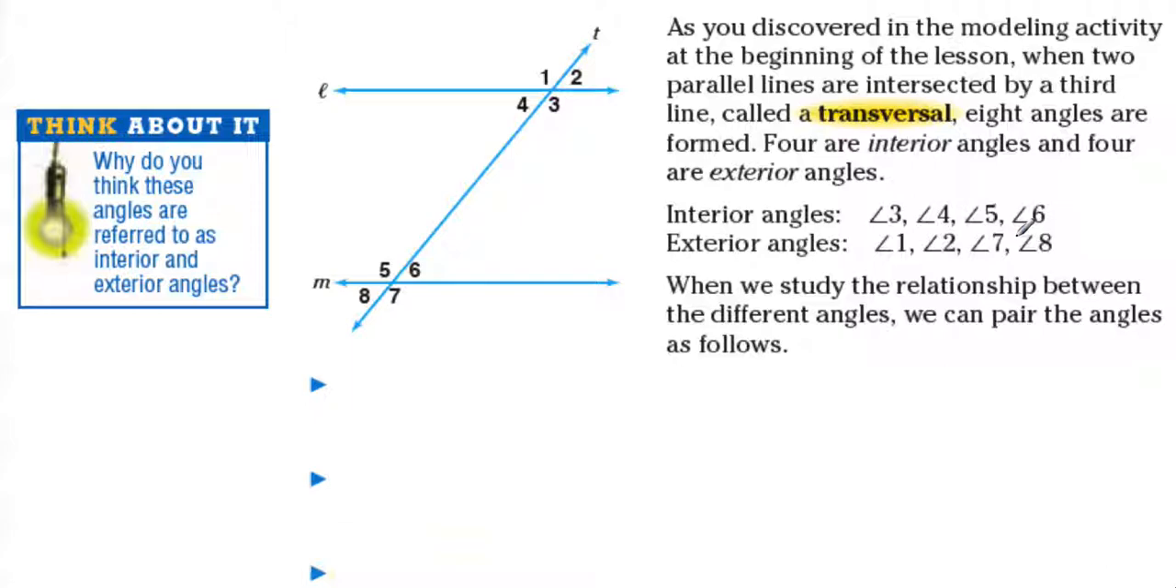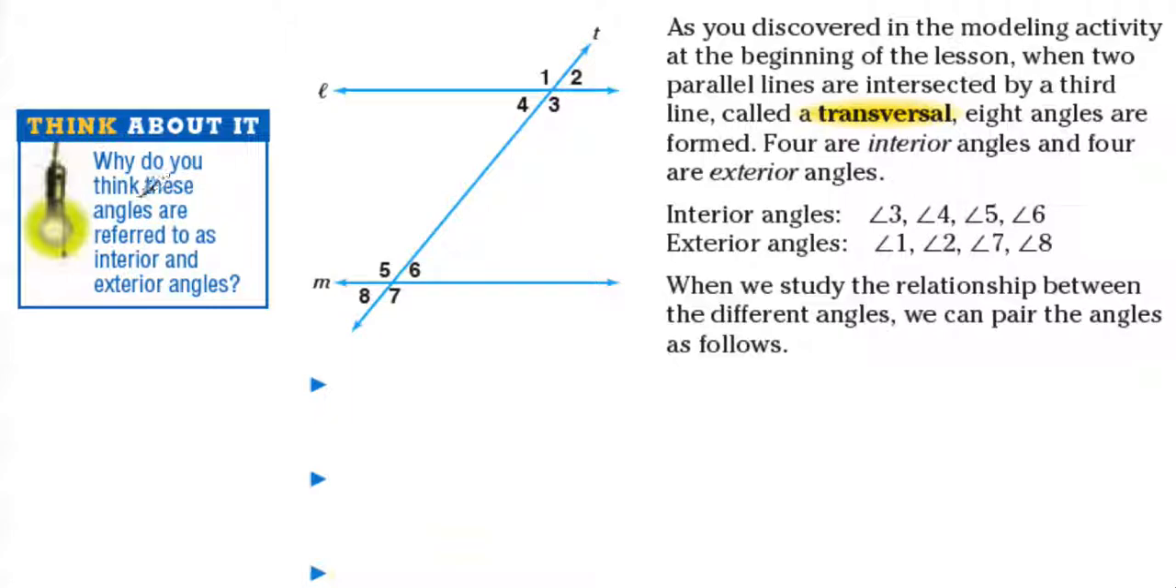So when we study the relationship between the different angles, we can pair the angles as follows. But before we do that, remember at the beginning of the lesson, when we started measuring the angles, there were only two values that came up. Those two values always equaled 180 degrees. So even though there are 8 angles here, there are only 2 values that we will come up with, and those 2 angle values will equal 180 degrees. So remember that as we go through some of the definitions.